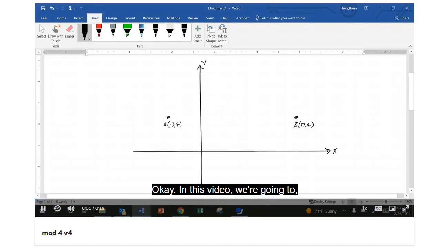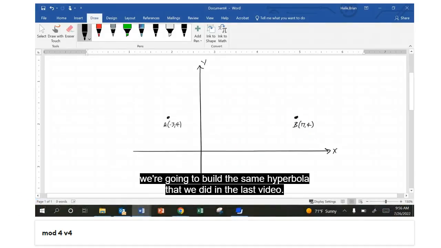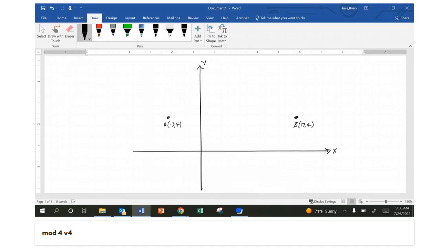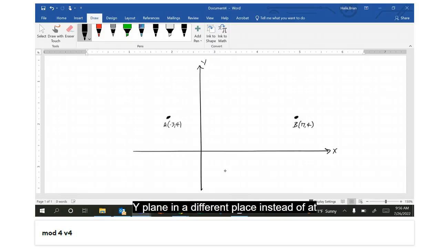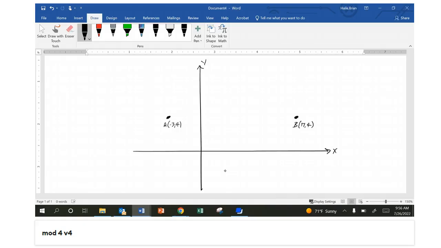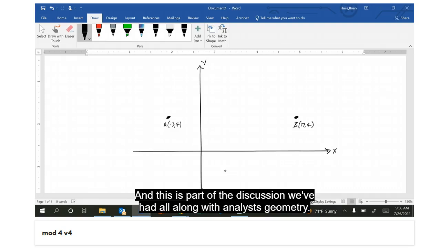Okay, in this video we're going to build the same hyperbola that we did in the last video. The difference is that our foci are referenced in a different place on the XY plane. Instead of at minus 10, 0 and 10, 0 like before, I've got A at minus 3, 4 and B at 17, 4.